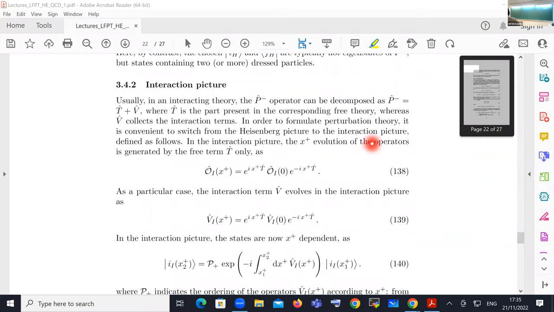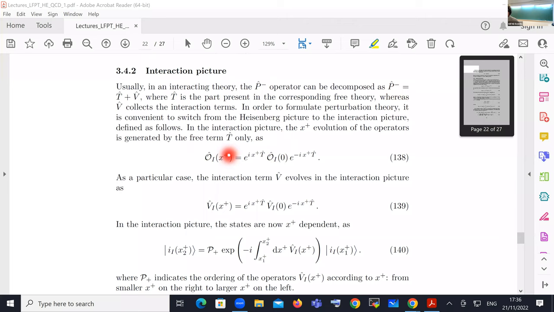So it amounts to basically splitting your Hamiltonian, so here's P minus, into two parts: one called T and an interaction part that we call V. So T would be really the free part, so that would be the P minus operator for the free theory.